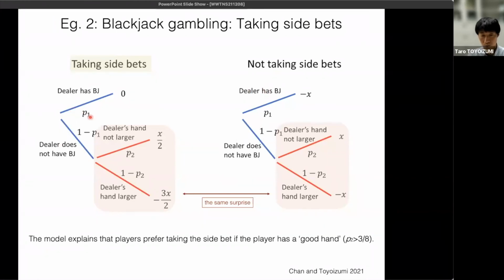And if you compare the first stage, this is the situation. So we assume that the player's hand is rather good. So initially, the expectation is high. Expectation for winning is high. And if you anticipate a possible loss by dealer getting the blackjack, that's a big negative disappointment. And again, the nonlinear function amplifies this disappointment and reduces the value of not taking side bet. So that explains why people might prefer taking side bets.